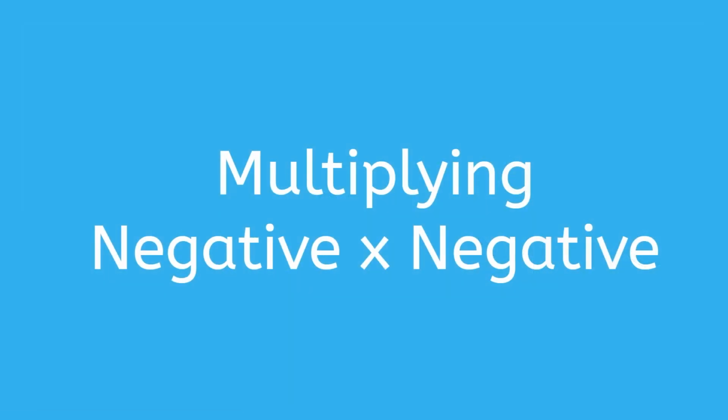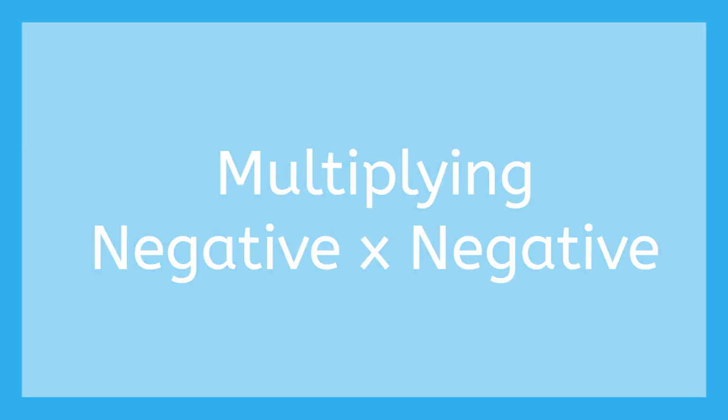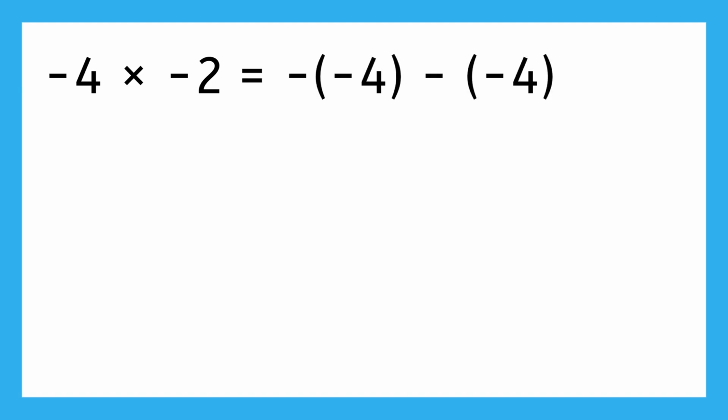Our final combination is multiplying a negative number times another negative number. What do you think will happen? Here we have negative 4 times negative 2. Now, what is this really saying? It looks like it's saying add negative 4 together negative 2 times. But how do we do that? What did that mean again? Oh, right. It means we're subtracting negative 4 2 times.